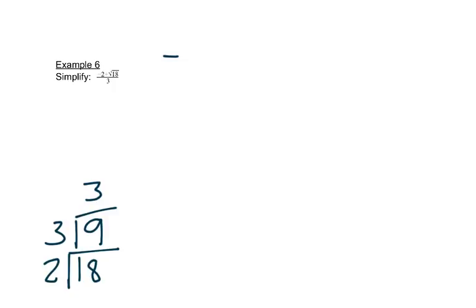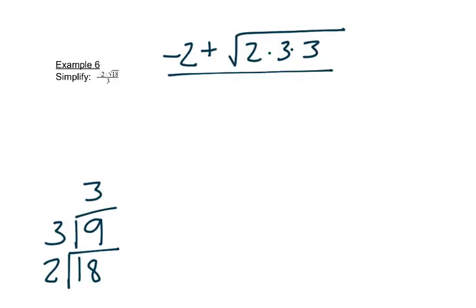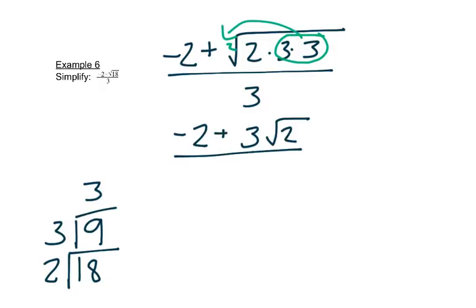This is the same idea. Let's look at 18 first. I can divide by 2, and that gives me 9. And then 3 I can divide by, and gives me a 3. So I have negative 2 plus the square root of 2 times 3 over 3. And this is a group of 2, and that's what we're looking for when there's no number there. So that's going to come out, and leaves me with 2 plus 3 square root of 2 over 3.